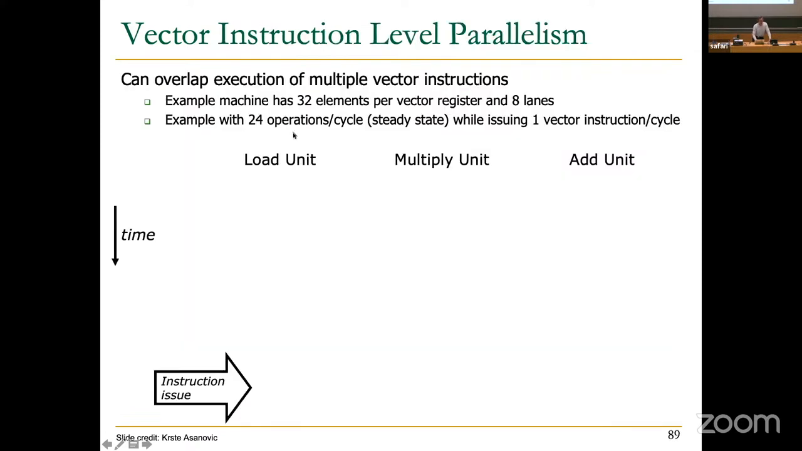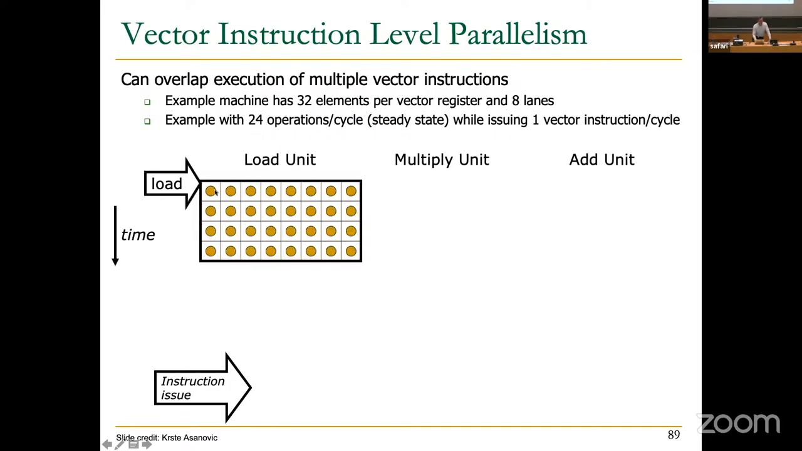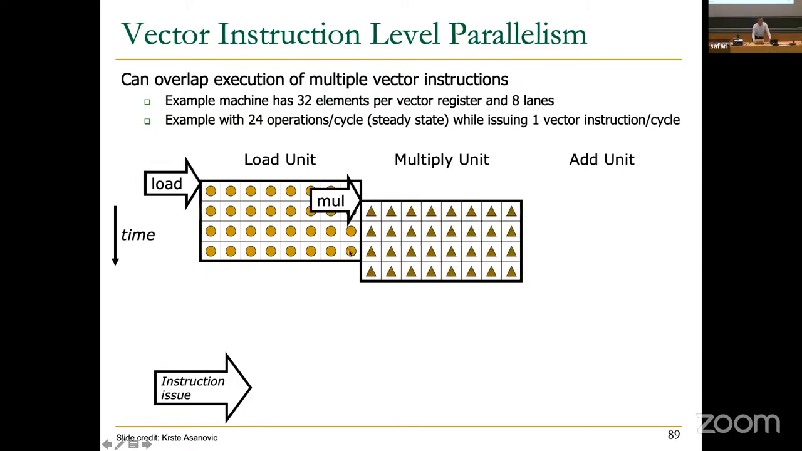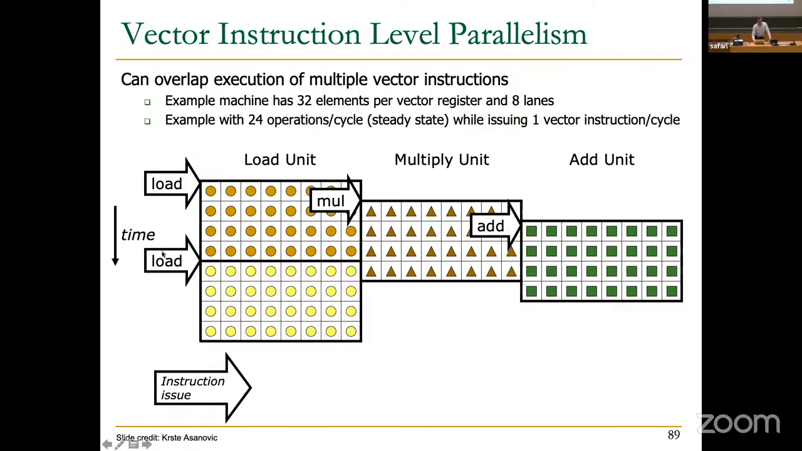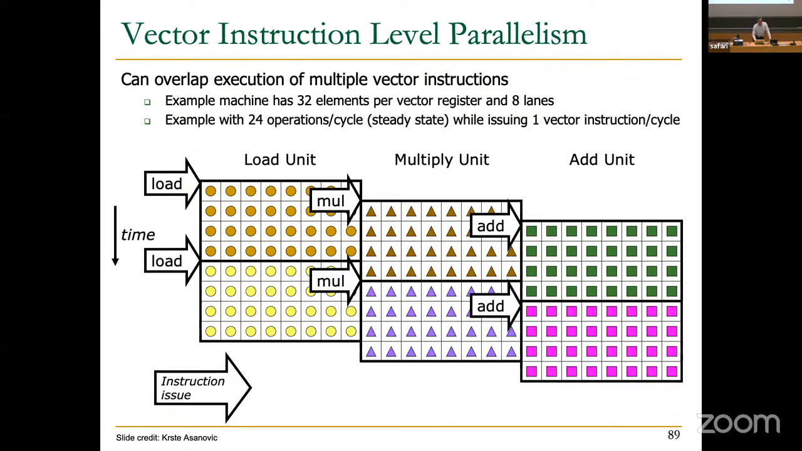So let's take a look at an example over here. You can overlap the execution of multiple vector instructions. We have an example machine that has 32 elements per vector register and 8 lanes. And we're going to look at how you do the load units. So 8 lanes. In the first cycle, you send 8 elements. In the next cycle, the next 8 elements. In the next cycle, the next ones. And then you can start the multiply concurrently, and then you can start the add in the next cycle, basically. So if you look at this, the instruction level parallelism you get in the steady state is 24 operations per cycle, while you issue 1 vector instruction per cycle. So this is quite good, if you will.